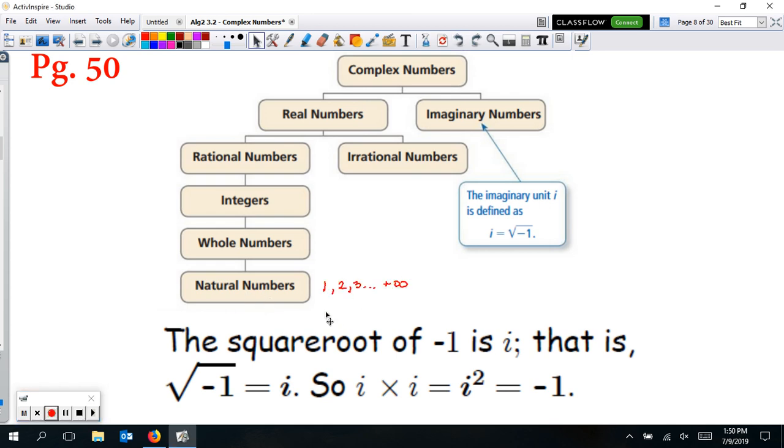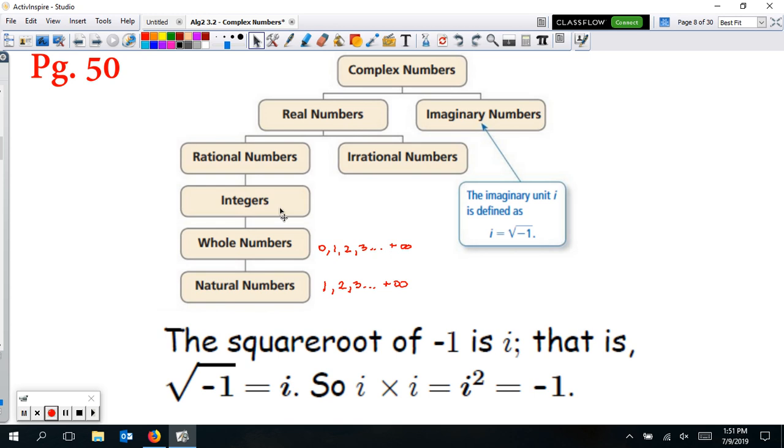Natural numbers is just your counting numbers if you start with 1. So it's like if you were playing hide and seek. Go count to 100. 1, 2, 3, that kind of thing. You're going up to positive infinity. That's natural numbers. Whole numbers would be almost the same thing except you start with 0. So 0, 1, 2, 3, and so on all the way to positive infinity.